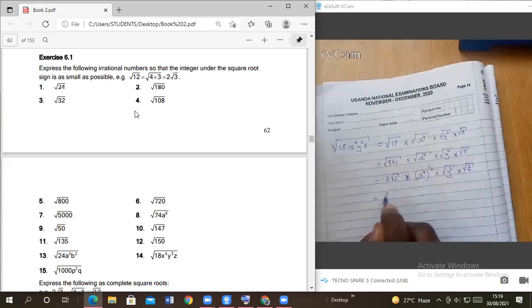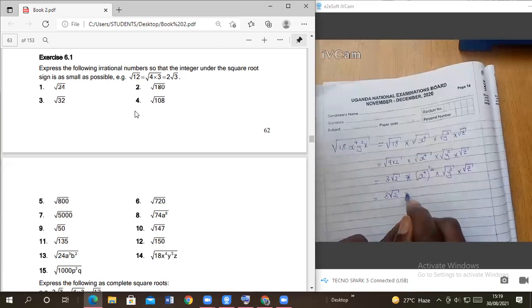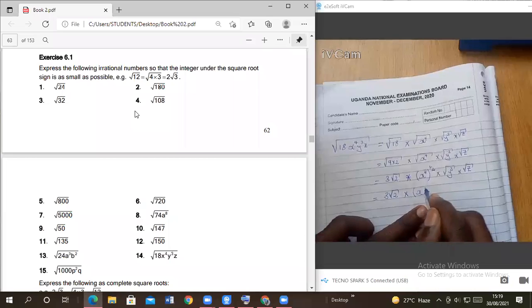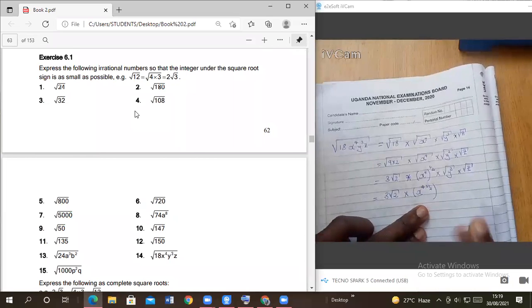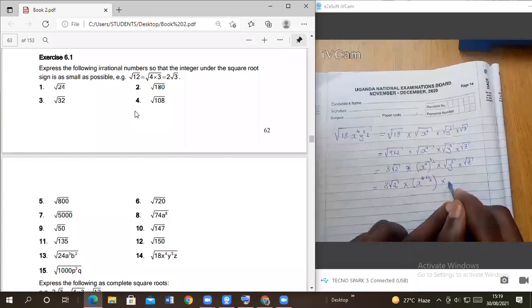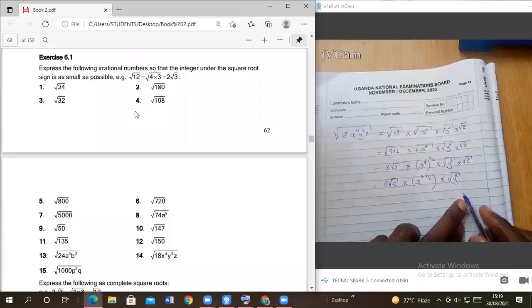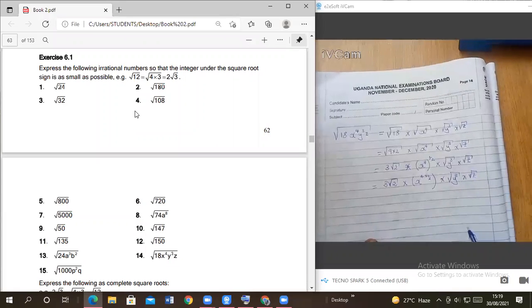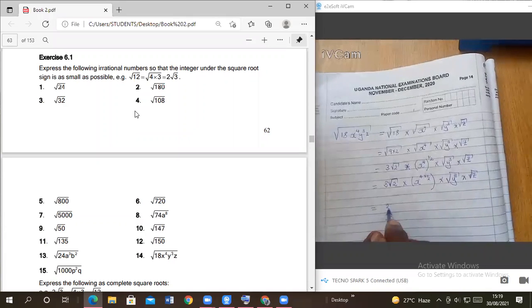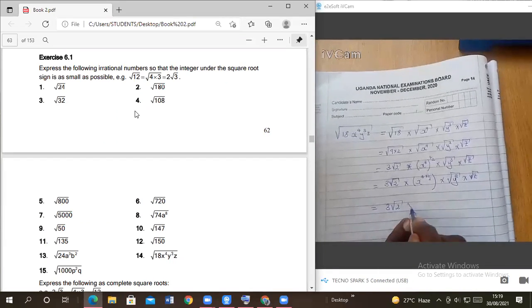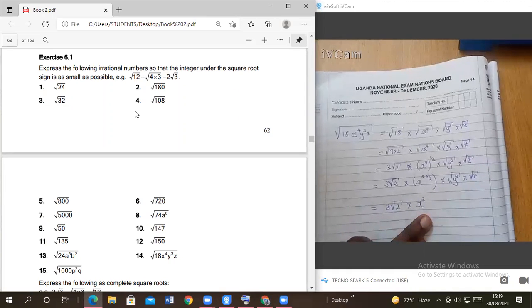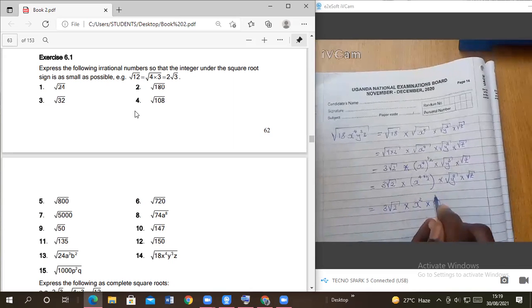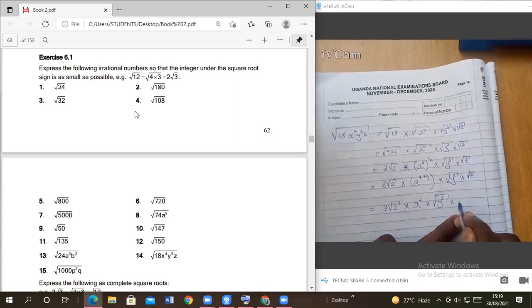Now here we shall have 3 root of 2 times x to the power 4 times a half, which is 2, times the square root of y cubed times the square root of z. So when you simplify that further, we shall have 3 root of 2 times x squared times the square root of y cubed times the square root of z.